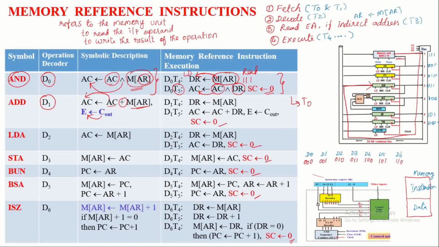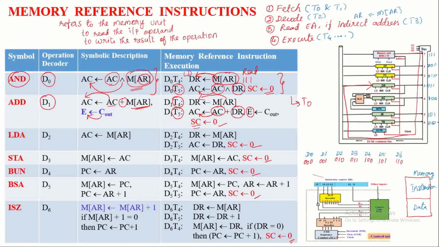Since here also one of the operands is taken from the memory unit, first during the timing signal T4, that content needs to be transferred to the data register. In the timing signal T5, the addition operation can be performed by taking one operand from the accumulator and another operand from the data register. After performing the addition, the sum is transferred to the accumulator and the carry is transferred to the extended bit accumulator. At the end, the sequence counter needs to be cleared.